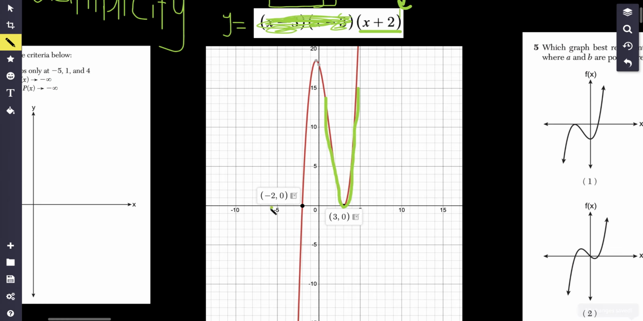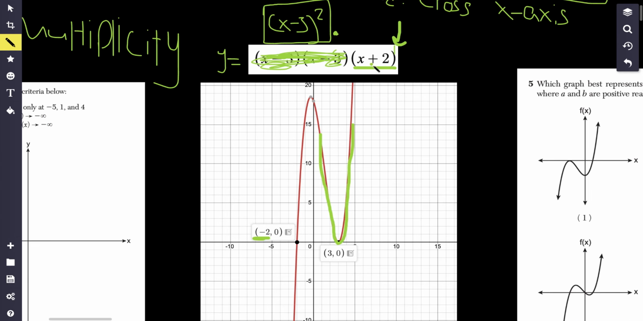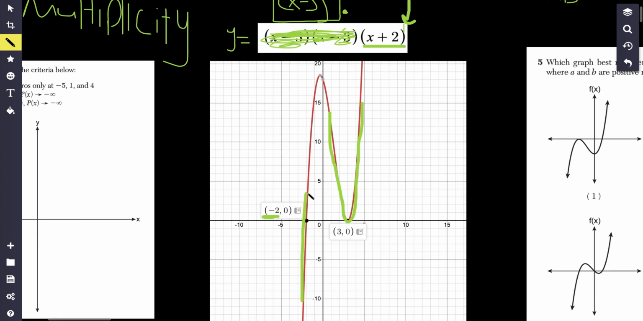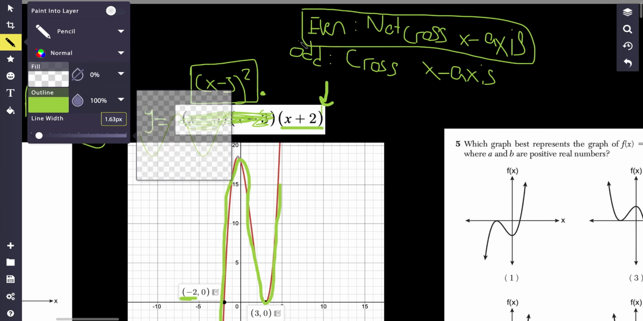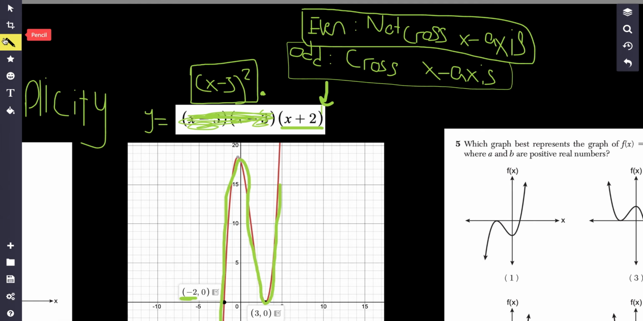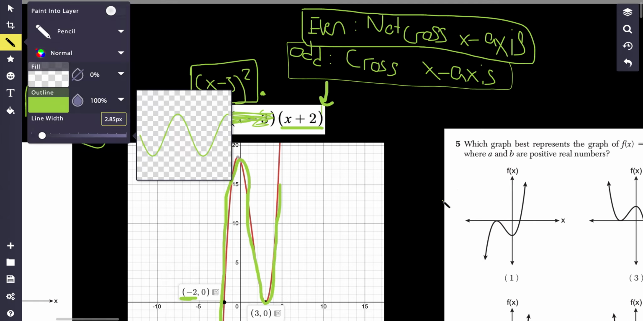Meaning that at x is equal to -2, or basically the root for this part of the equation, we'll notice how it does cross the x-axis. It does cross the x-axis. So in this case, if your exponent is odd, it does cross the x-axis. So that's basically the two important rules you got to know.